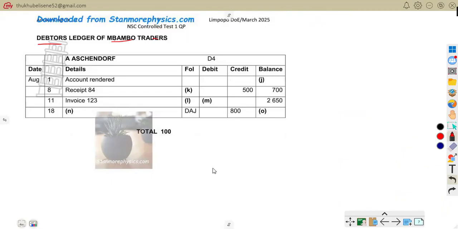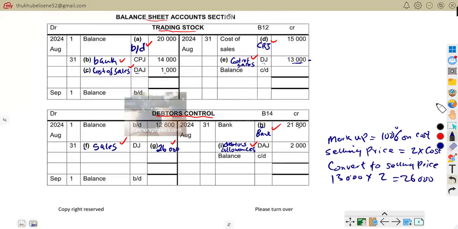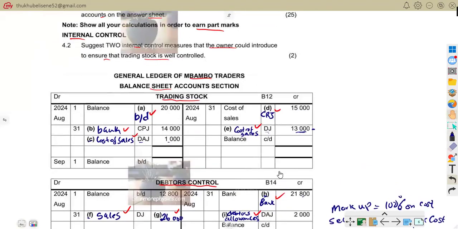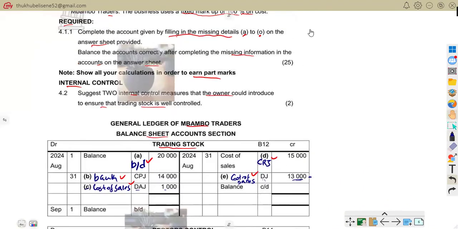So on debtors ledger now, as you can see, on August 1st, we have discount rendered. So now we are to give the balance. We are to give what? The balance. So that is that. So if we can go back and try to see how we are going to do that and how we are going to treat that.